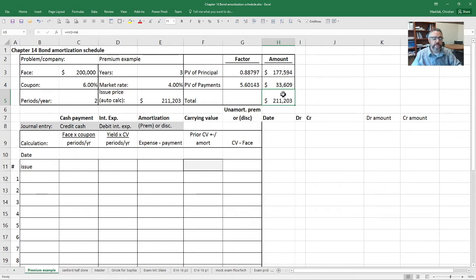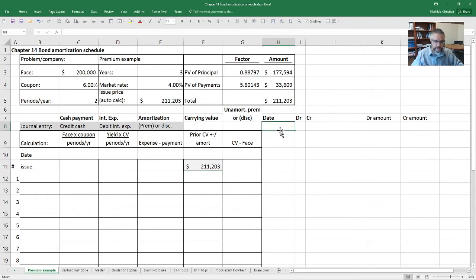So it's exactly the same process we used to price a bond that was at a discount. The process you go through doesn't matter whether you're at a premium or discount. In fact, it determines whether you're at a premium or a discount. So the present value of all of these streams of cash flows, present value today, is 211,203. So that's going to be our issue price.